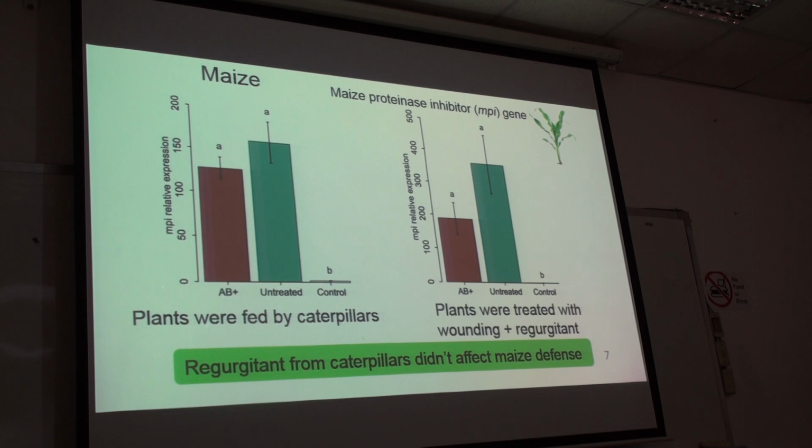However, in maize, the scientists measured the maize protease inhibitor gene, and they found that there's no significant difference between AB plus treatment and untreated caterpillar feeding. By this result, scientists know that regurgitant from the caterpillar didn't affect maize defense.